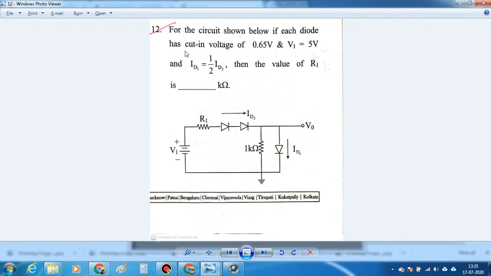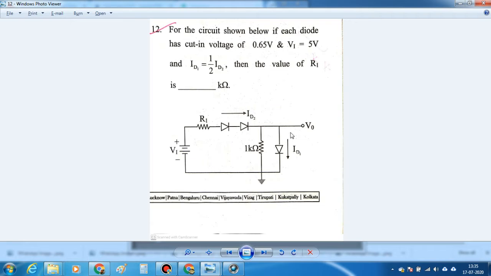So this is basically the circuit given. The question is, for the circuit shown below, if each diode has a cut-in voltage of 0.65 volt and the input voltage is 5 volt, and ID1 is equal to half of ID2, then find the value of R1 in kilo ohms.